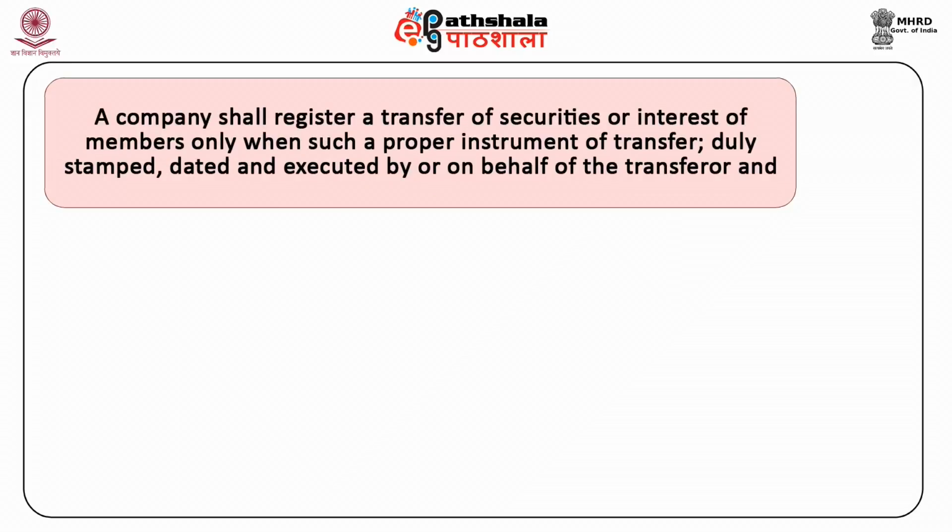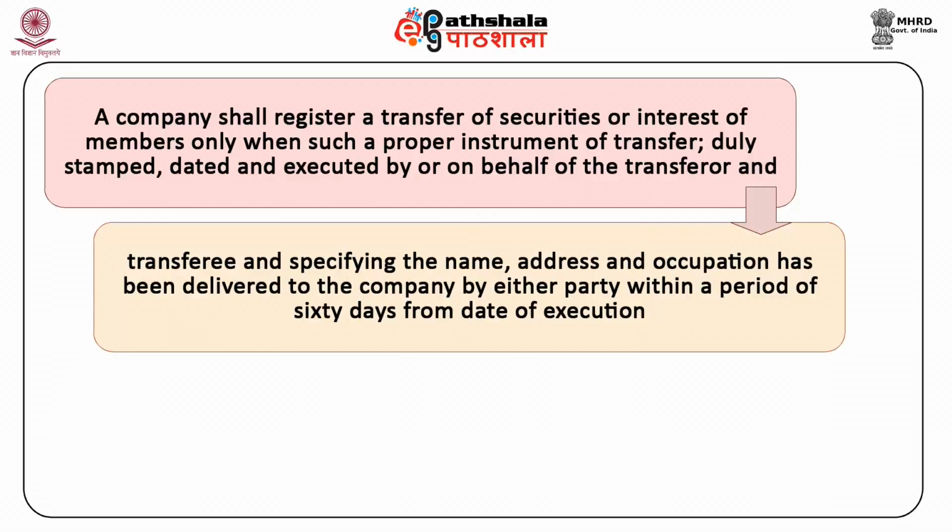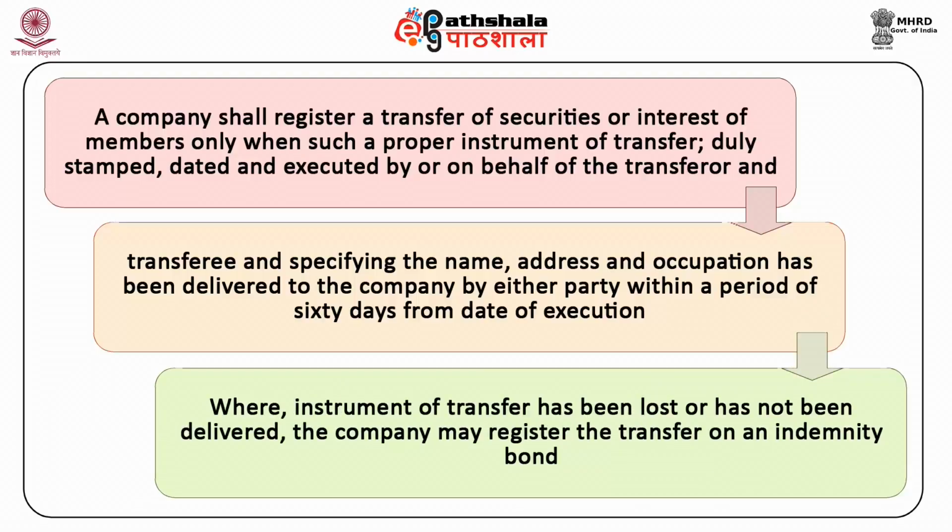A company shall register a transfer of securities or interest of members only when a proper instrument of transfer, duly stamped, dated, and executed by or on behalf of the transferor and transferee, and specifying the name, address, and occupation, has been delivered to the company by either party within a period of 60 days from date of execution, along with the certificate of security or the letter of allotment of securities. Where the instrument of transfer has been lost or has not been delivered, the company may register the transfer on an indemnity bond.